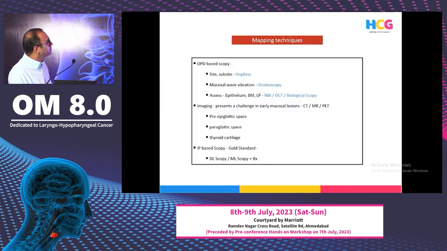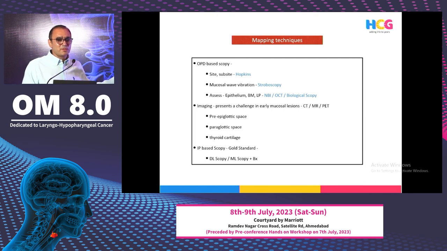So with that, now there are various mapping techniques. I'm not going to go into the elaborate discussions of these, but OPD based imaging and IP. Diva already spoke imaging, but I'm broadly touching it as OPD based. You want to look at the site, subsite, Hopkins. Very good enough, simple, documented, that itself is your first step towards a good clinical diagnosis. The earlier TNM UICC used to have the C factor, the certainty factor, now they have removed it. But I think this is the first clinical certainty factor that you get, the Hopkins.